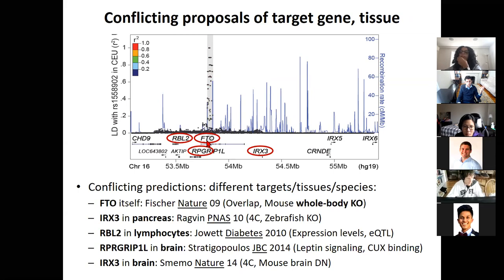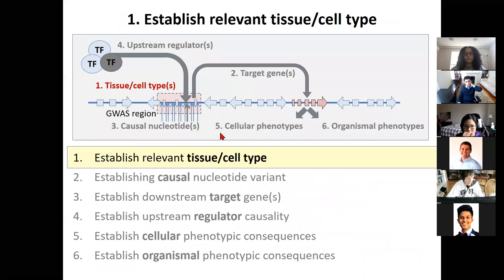But in fact, what we found is that this gene here, IRX3, is the true target, as well as IRX5, that are sitting 1.2 million nucleotides away and 600,000 nucleotides away, and many, many LD blocks away, as you can see here. So how do we do that? Well, we use all of these techniques that I showed you, and we apply them systematically.